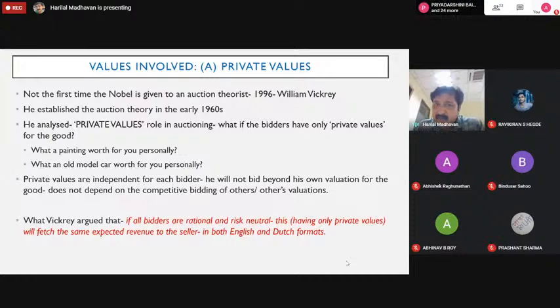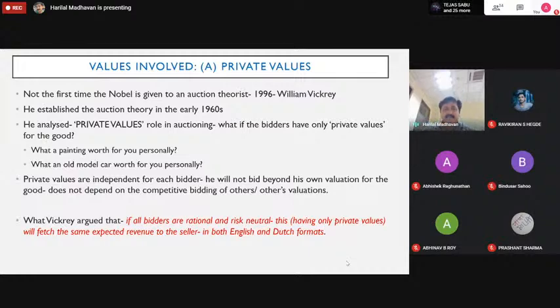Now, this is very important. There are two types of values involved, and this is the contribution that comes from the laureates. One is private values. I mentioned it earlier. It's not the first time that the Nobel is being given to an auction theorist. Dr. William Vickrey was awarded in 1996, and he established auction theory quite early. He specifically analyzed the private values of a particular commodity and what its role is in auctioning.